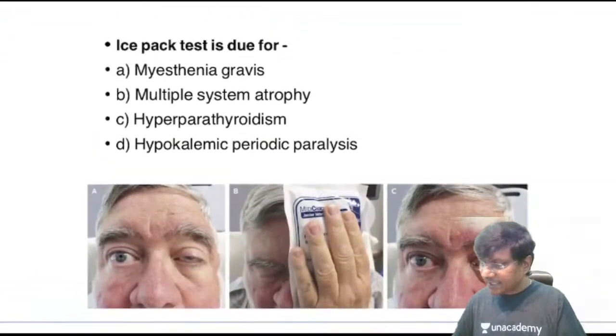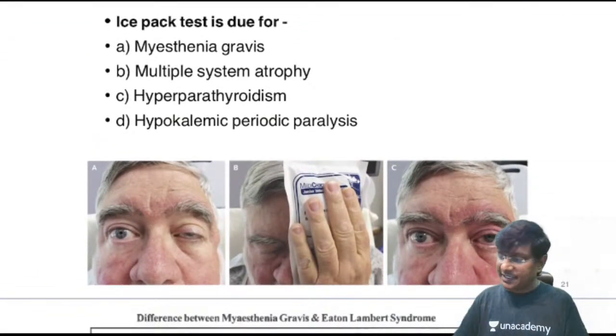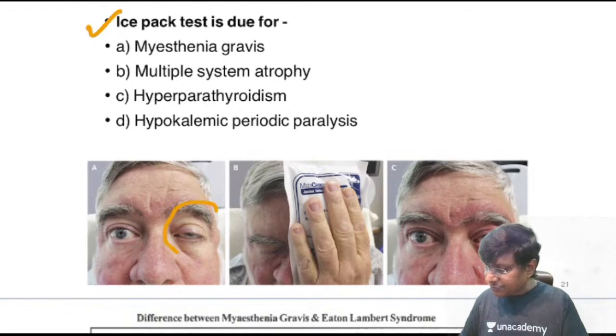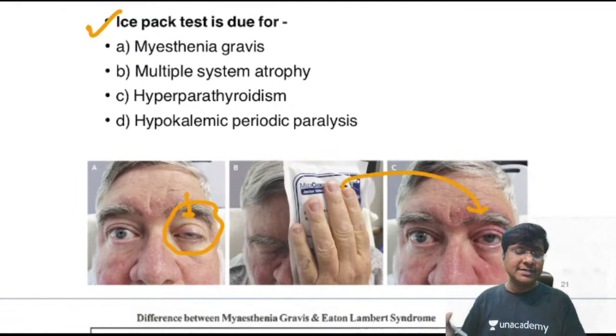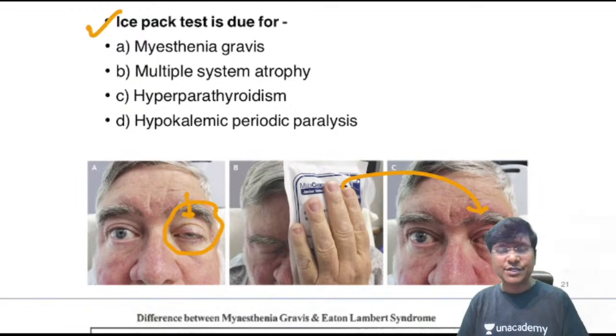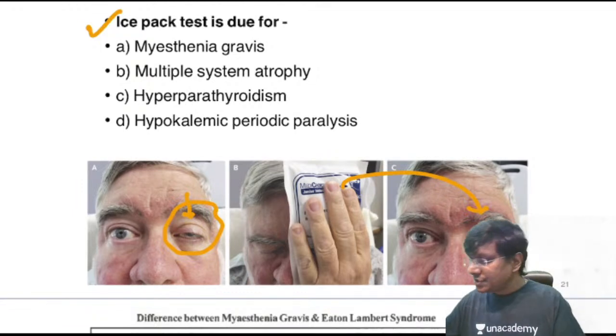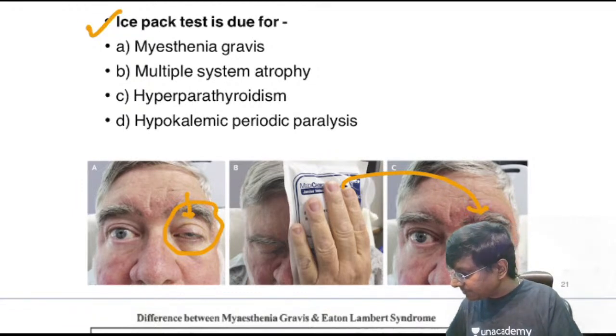Now, another important test for myasthenia gravis is the ice pack test. You see here that there is ptosis. On application of the ice pack, the ptosis will disappear. That is what is called the ice pack test. And what is the mechanism for that? Whenever you apply the ice pack, there is increased neuromuscular transmission, so thereby the ptosis will disappear. So this is about myasthenia gravis.